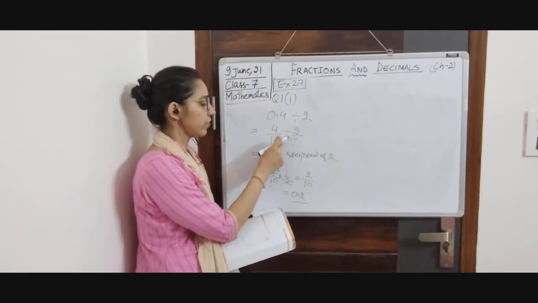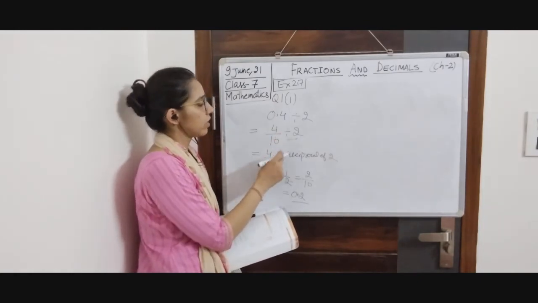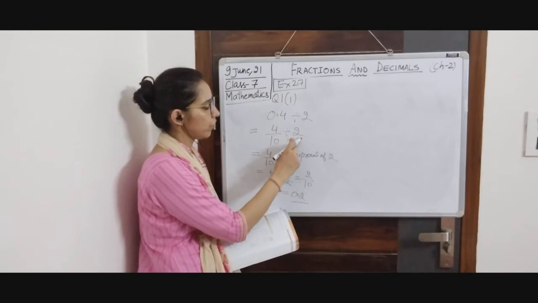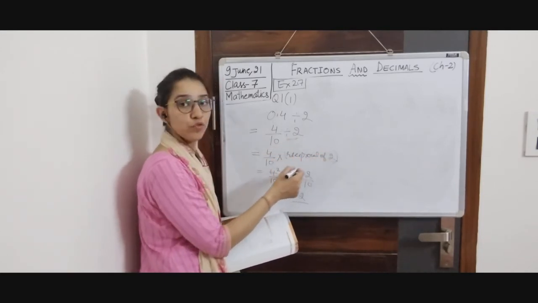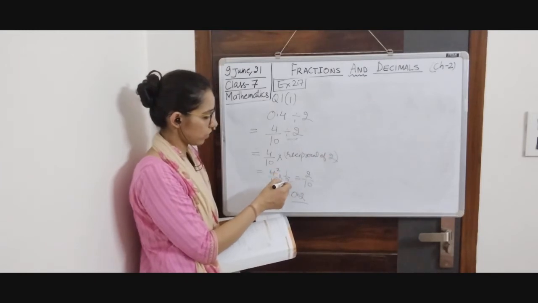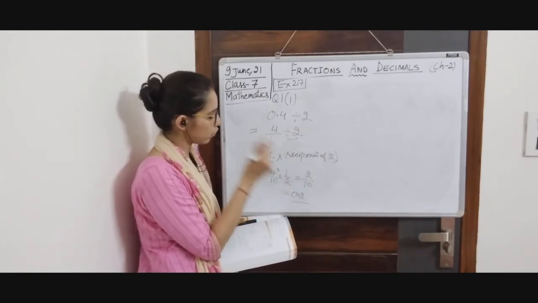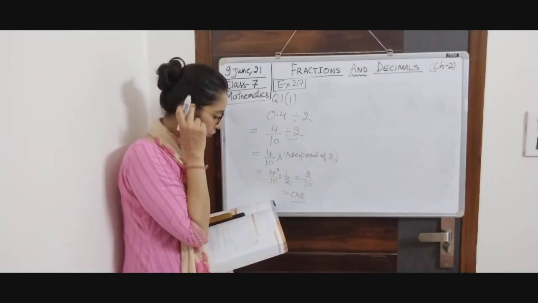Again, we will remove the decimal. We will convert divide into multiplication by converting 2 with the reciprocal of 2. The reciprocal of 2 will be 1 by 2. We will cancel out 4 with 2. We get 2 by 10, which will be equal to 0.2.